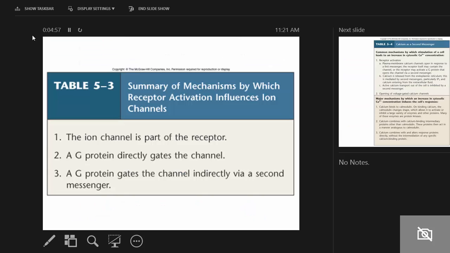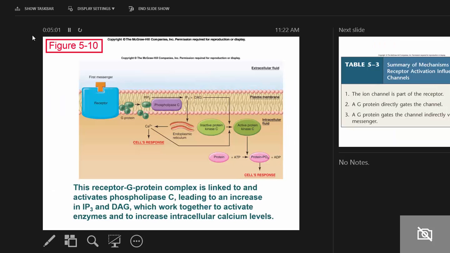Or a G protein gates the channel indirectly via a second messenger. So instead of the G protein directly gating a channel, let's say the channel is over here. Alpha activates an enzyme. The enzyme creates two second messengers. One of these second messengers activates a channel all the way over here. That's what that means. So there are lots of ways that your body can control how a message is sent.